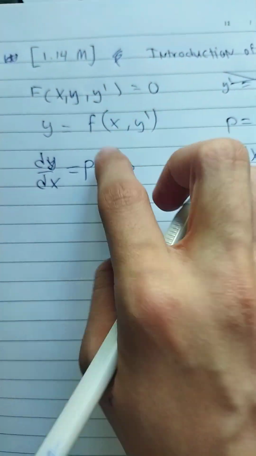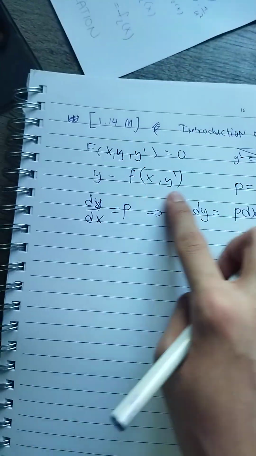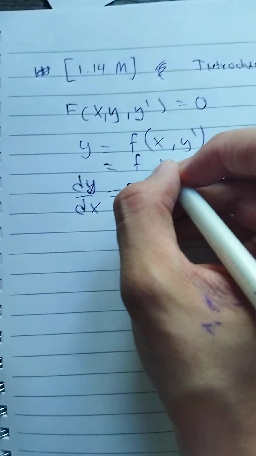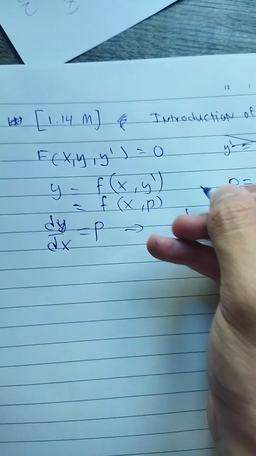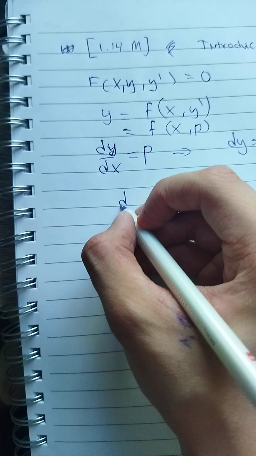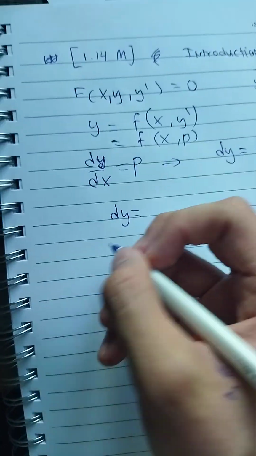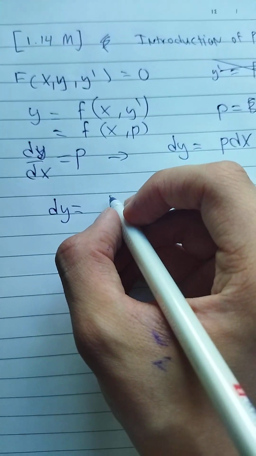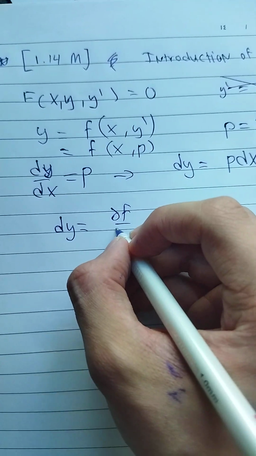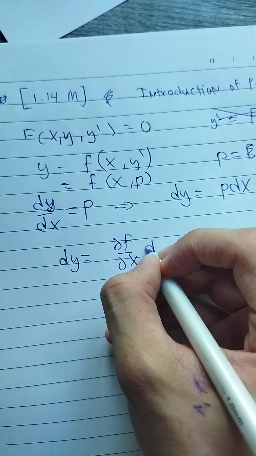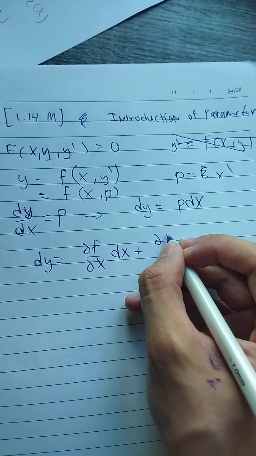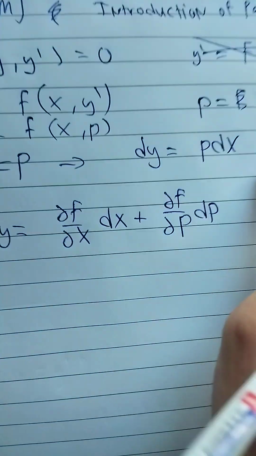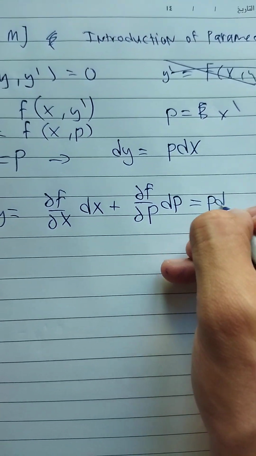Additionally, we stated that we could basically solve for y as a function of x and y prime. So it is also equal to a function of x and p, because y prime is equal to p. So then we can use the definition of a differential of a two-variable or multivariable function. So it's the partial of f with respect to the first variable, which is dx, plus the partial of that with respect to the other variable, which is p. Right, and it is also equal to p dx.